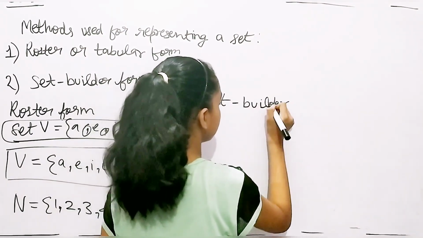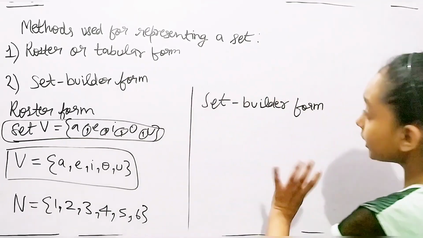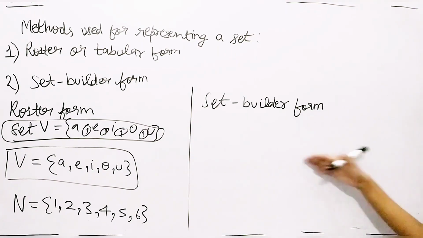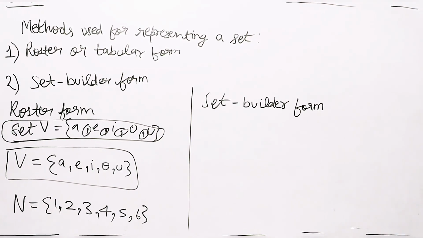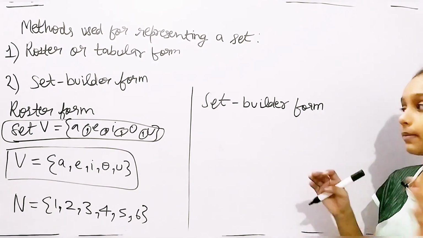Got it? Set builder form. Okay, so set builder form is kind of really easy. Let me just tell you, it's also easy. So mainly, in set builder form, all the elements of a set possess a common property. It's a single type of property.